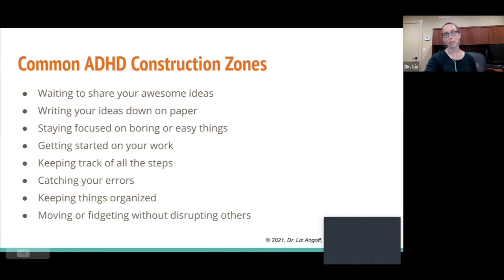And moving or fidgeting without disrupting others. The moving and fidgeting isn't the challenge. Your brain needs to move. You need that fidgeting to really stay focused. But we need to work on it not being something that disrupts others, because that is hard for everybody to learn. So how do we make sure we preserve this piece that makes you be able to be the most you, but make sure that we're doing it within the classroom in a way that makes sense.